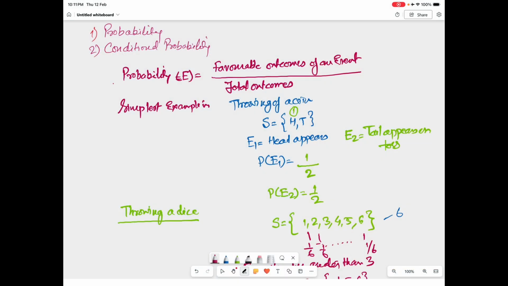Students, in this short video, I will explain probability and then the concept of conditional probability. And in the next video, I will cover Bayes theorem. So, let us first briefly cover what probability is. Probability is nothing but the favorable outcomes of an event. If there is an event in which certain outcomes are favorable, divided by total outcomes, then that is defined as a probability.